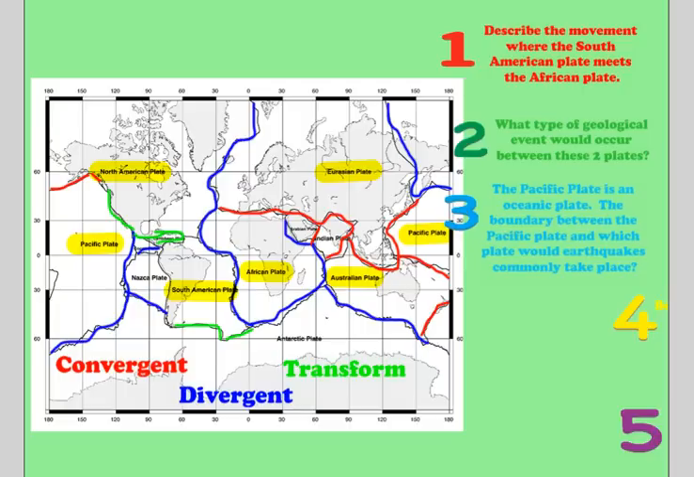The third question, the Pacific plate is an oceanic plate, and because the world is round, you can see it on both sides of this map. The boundary between the Pacific plate and which plate would earthquakes commonly take place? So look along the boundaries and which plate forms the type of boundary where we would commonly see earthquakes taking place. Press pause and answer now.